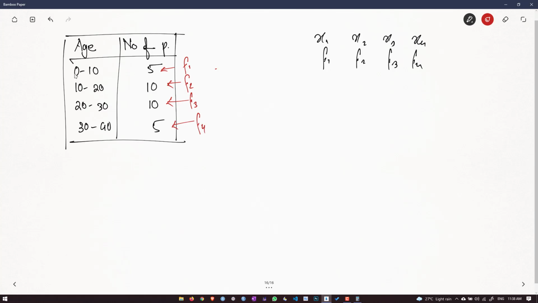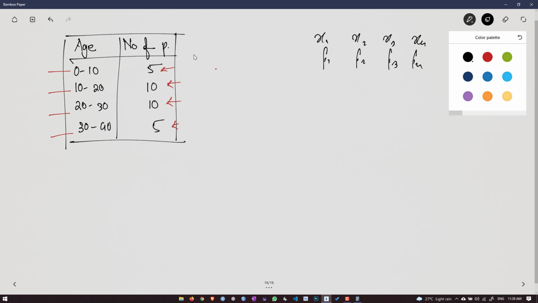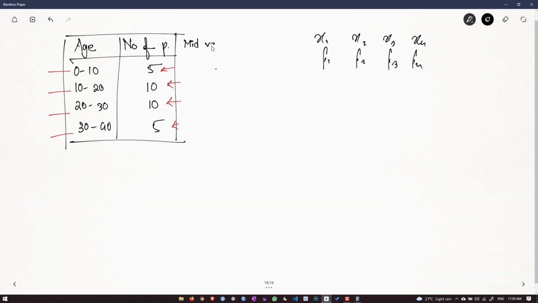But we don't have an exact value for x1, x2, x3, x4. We don't know what x1 is because we have two values here, 0 and 10. So we need x1. That's why we create another table here, right? The table will be called mid values, and mid values represent x in the case of continuous groups. Now what is the mid value? The midpoint of these two, or the average. For 0 and 10, the middlemost will be 5.